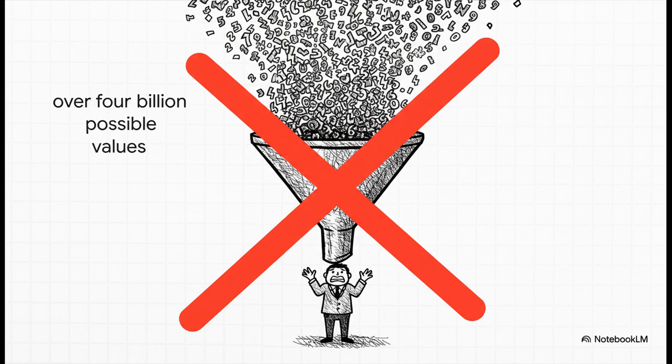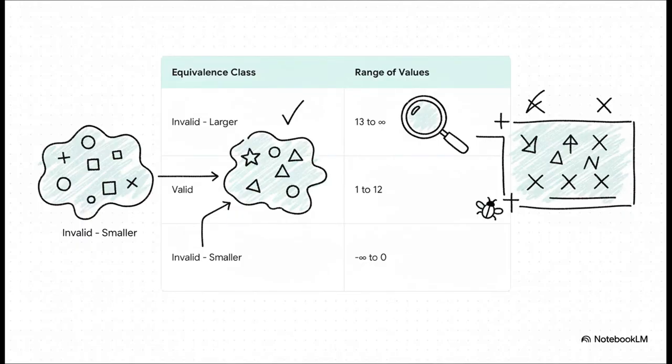Are you really going to test all of them? No way. It would take forever. And for what? If the code breaks for the number 50, it's probably going to break for 51 too. It's just not a good use of time. And this is where the smarts come in. The solution is something called equivalence classes.